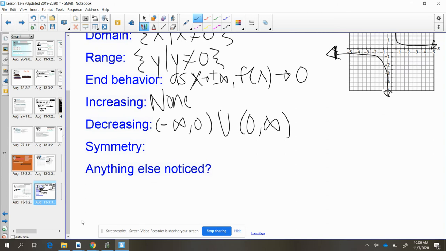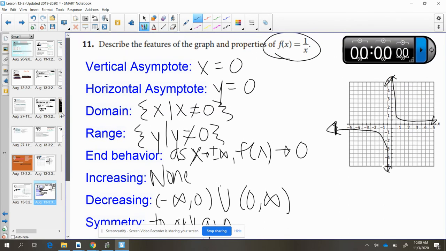We have symmetry to the origin on this one. So we can flip our graph upside down and it looks the exact same. And that's pretty much our biggies here about this graph. If there's anything else to notice, feel free to jot it down as well.